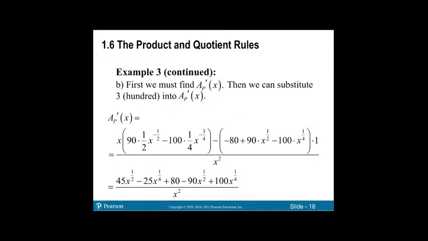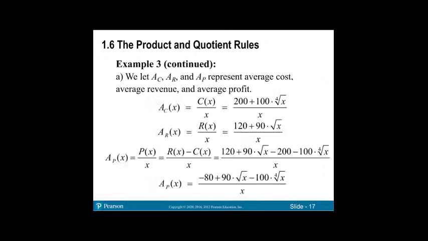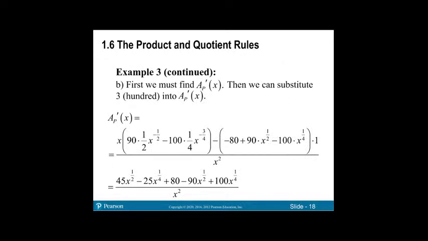So first we must find A prime. So we're asked to find, for the second part, the rate at which the average profit is changing when 300 geraniums. So first we got to find the rate and then let X be 300. So first find the rate of the average profit, and then we can substitute 300 into the derivative, A prime, the derivative of the average profit.